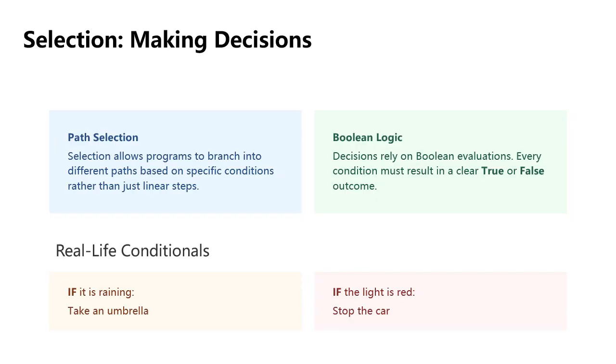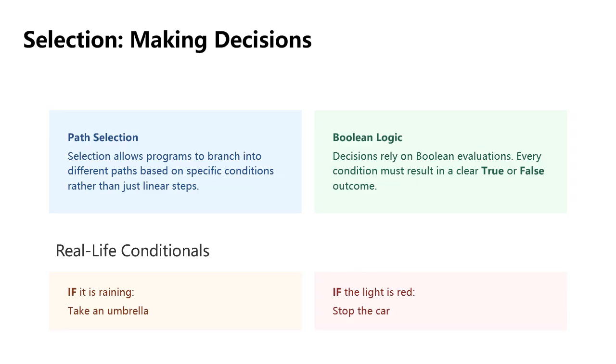Selection is what allows a program to branch out. Instead of following a single straight path, the program can evaluate a situation and choose the most appropriate direction to take, making our code much more flexible. These choices are grounded in Boolean logic. Essentially, the computer asks a question that can only be answered with true or false. Based on that answer, it decides which block of code to execute next.